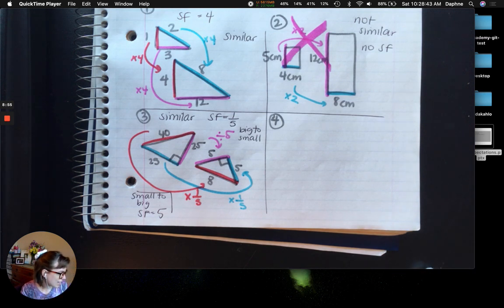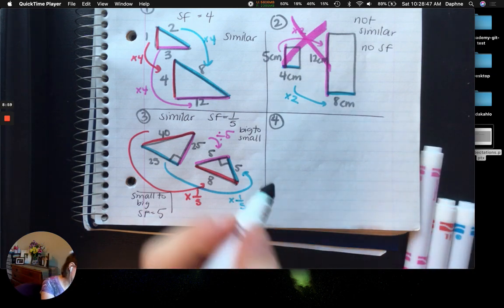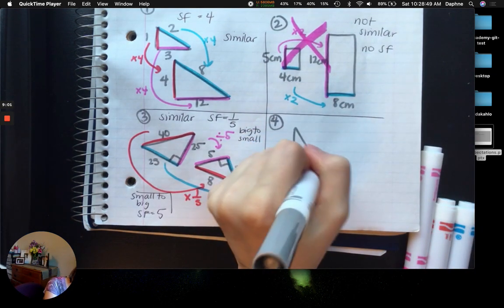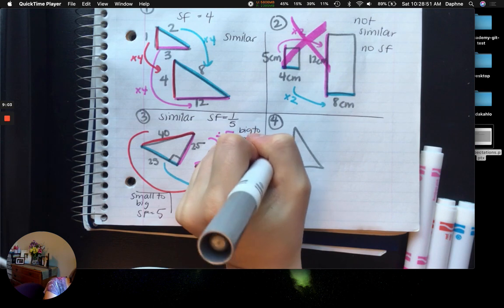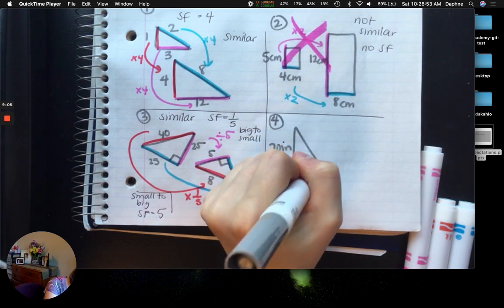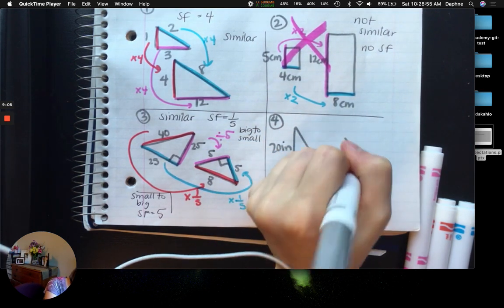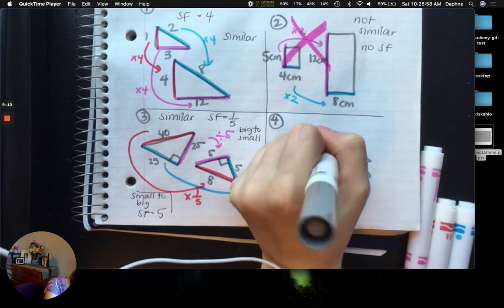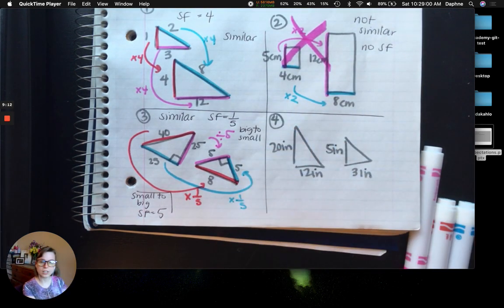All right, last example. I want you to do this one all on your own. So we have 20 inches, 12 inches, 3 inches, 5 inches. Are they similar? Yes or no? Which sides correspond to which sides? And what's the scale factor if they're similar? Pause the video, figure it out.